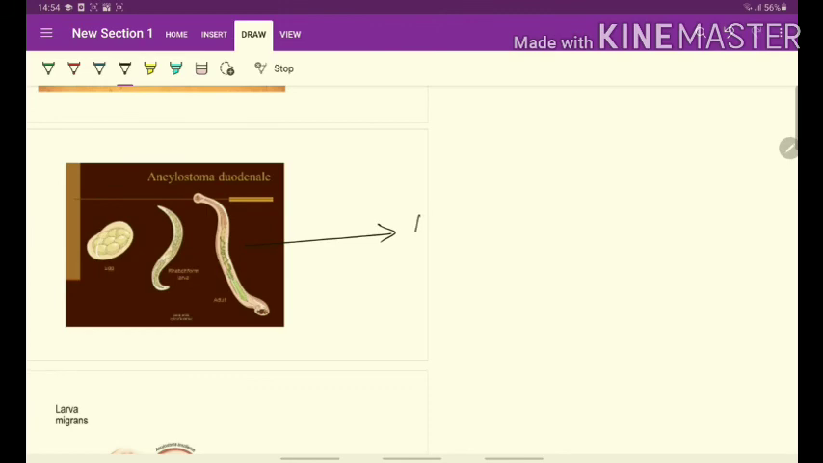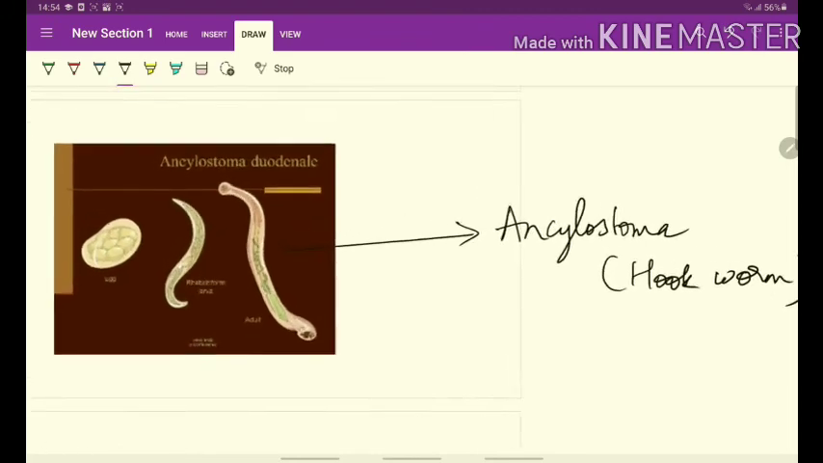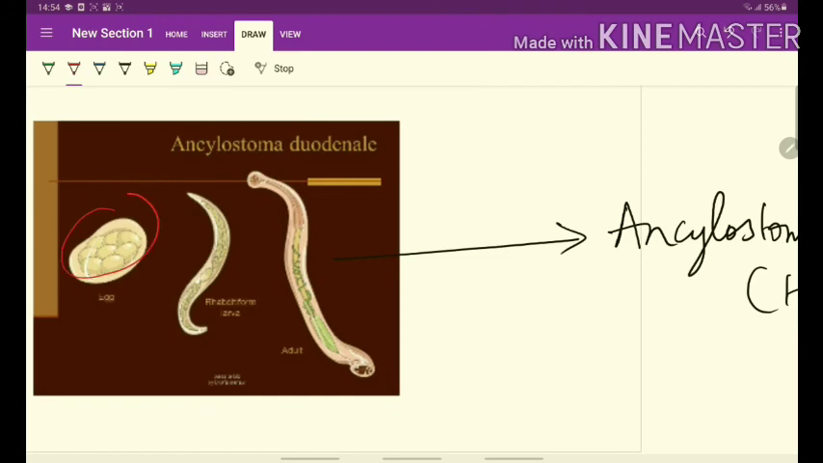So this is an image of Ancylostoma duodenale, which is a hookworm. This is the egg, in which the outer membrane is smooth, the inner membrane is irregular, and it has the embryo in the form of blastomeres. This is the rhabditiform larva, and this is the adult worm.